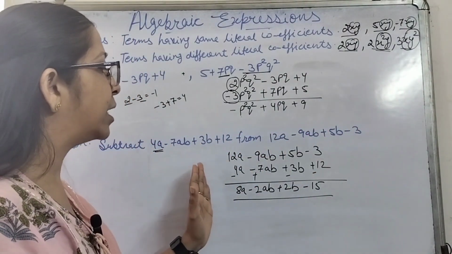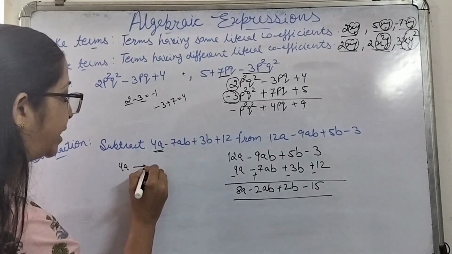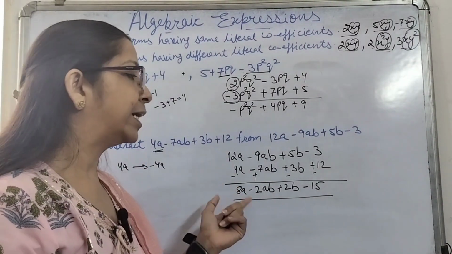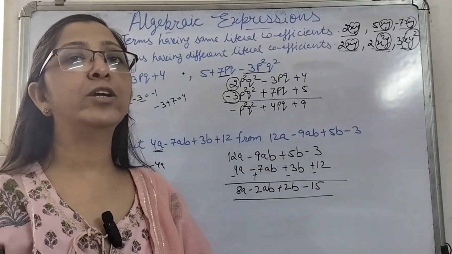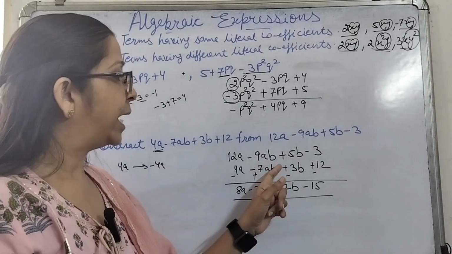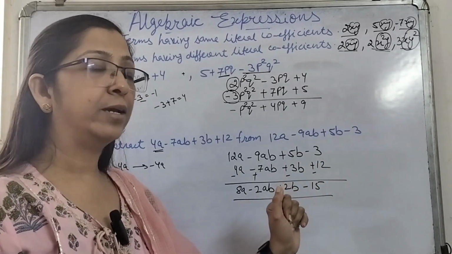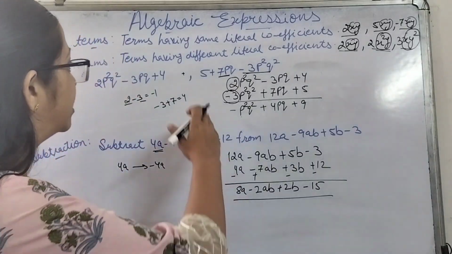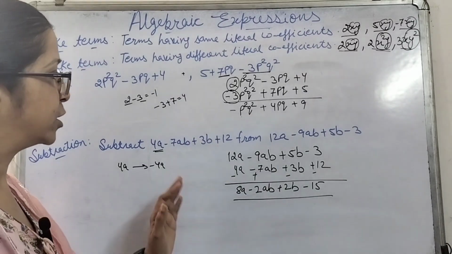Subtraction means simply we are adding the additive inverse. Like the additive inverse of 4a will be minus 4a. So if we add minus 4a to 12a, that simply means we are subtracting 4a. The additive inverse of minus 7ab will be plus 7ab, the additive inverse of 3b will be minus 3b, and the additive inverse of 12 will be minus 12. So subtraction simply means adding the additive inverse. This is how we can add and subtract any two or more algebraic expressions.